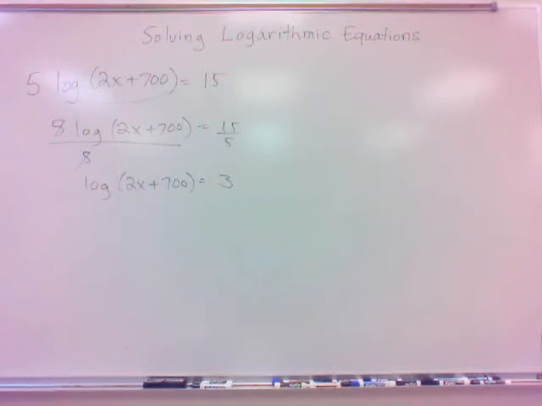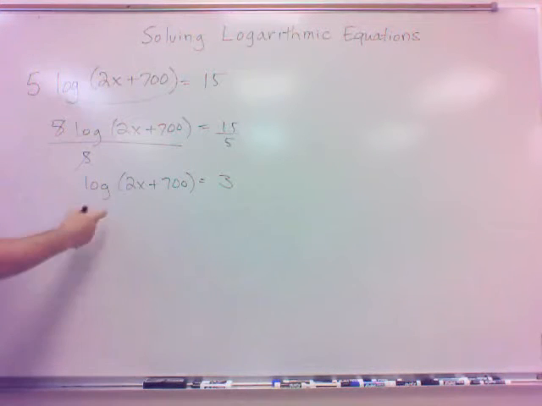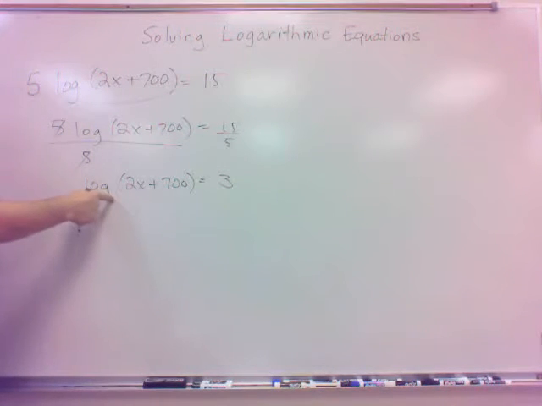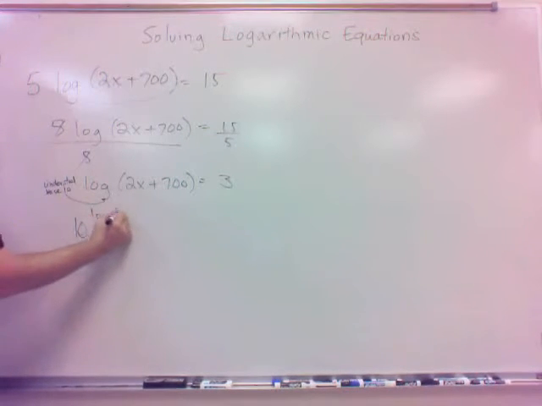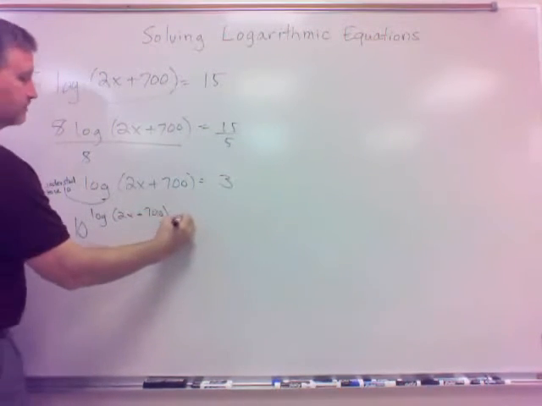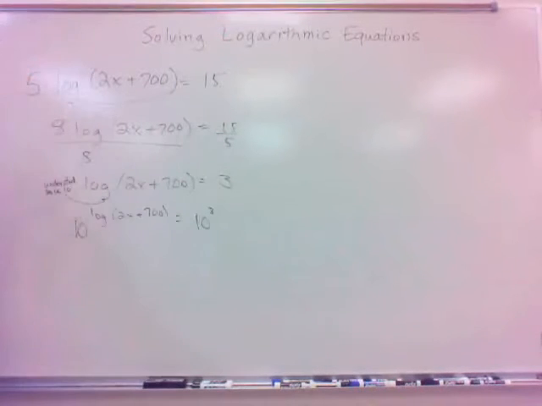Now, second point. I need to exponentiate to both sides, but there's not a base showing up there. However, if there's no base on a log, what is it? It's automatically, which, 10? Yeah, that's log base 10. If there's no base on log, now if it's ln, it's different, but if there's no base on log, it's understood to be base 10. Okay, so I'm going to exponentiate to base 10. So I have 10 to the log of 2x plus 700 equals 10 to the third.